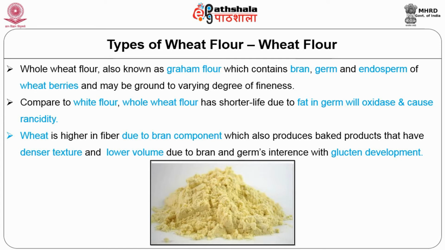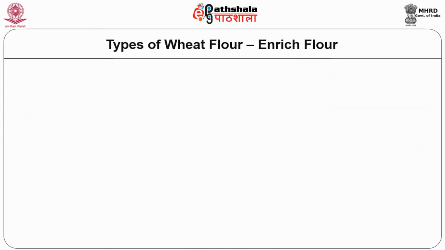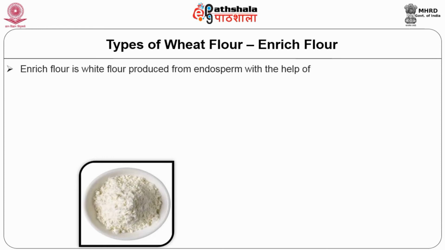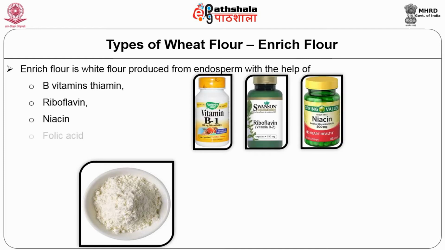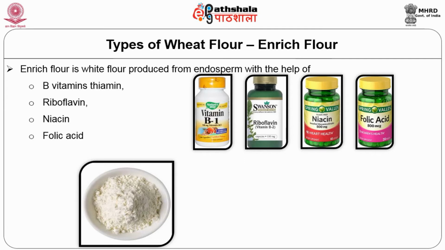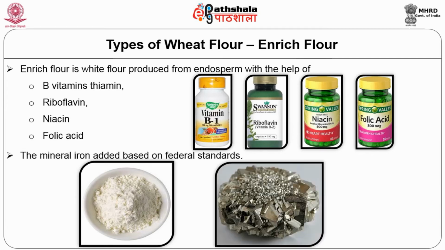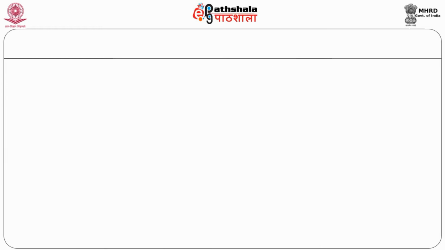It produces baked products that have a denser texture and a lower volume due to the bran and germ's interference with gluten development. Enriched flour. This is a white flour produced from just the endosperm with the B vitamins like thiamine, riboflavin, niacin and folic acid, and the mineral iron added based on the federal standards.